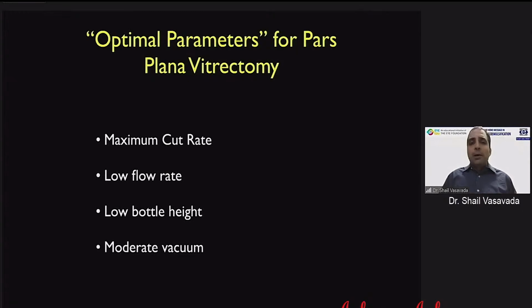What are the optimal parameters for pars plana vitrectomy? I think there is no one standard number that we follow, but it's important to follow these principles. Use the maximum cut rate that your machine has. It may be 1500, it may be 3000, 4000, and 5000 with some of the newer generation phacoemulsification systems. You must have a low flow rate, because you don't want to keep attracting too much vitreous coming from too far down or too much from the periphery. So we like to keep a flow rate of around 10 to 12 cc per minute. Low bottle height: if you're using 90 bottle height, go down to 50, 60 or 70 at the most, and use moderate vacuum. Around 200 to 300 should be sufficient for a good vitrectomy.